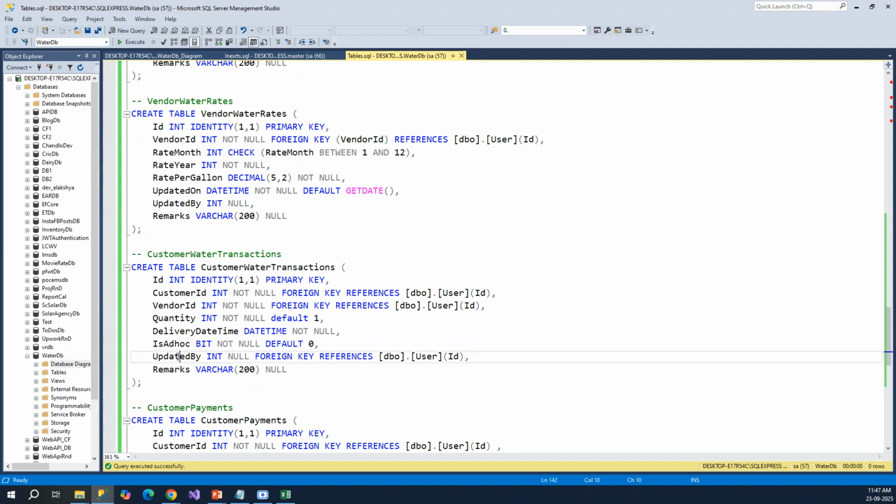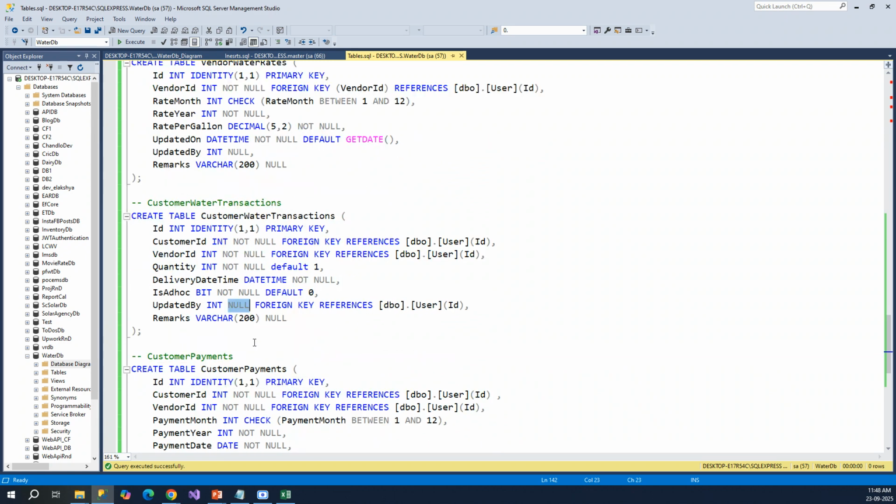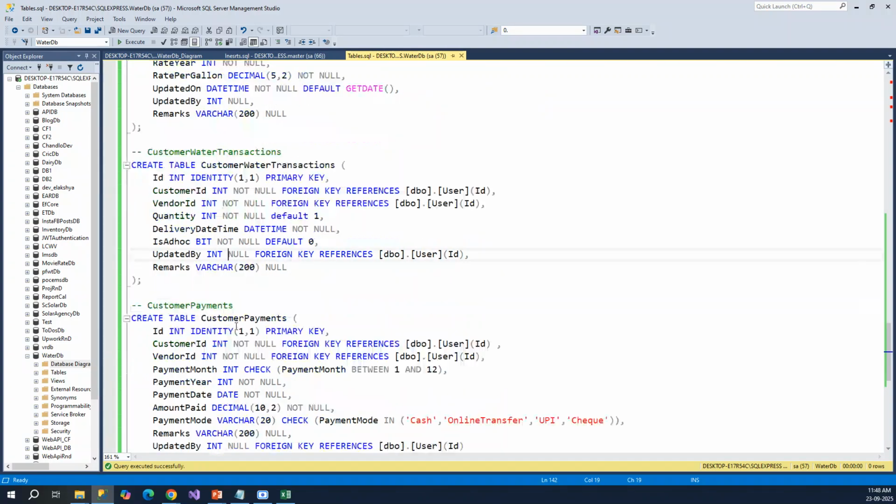Then the updated by column is again referring to the user ID. Over here I have marked this as null. Ideally it should be not null, but since it was null when we started, we'll keep it null. Ideally it should be not null. Then remarks, any remark. For example, if there is an ad hoc request of, let's say, 25 gallons, then the vendor can put a note over here that this was the reason why one particular customer ordered this many quantities.